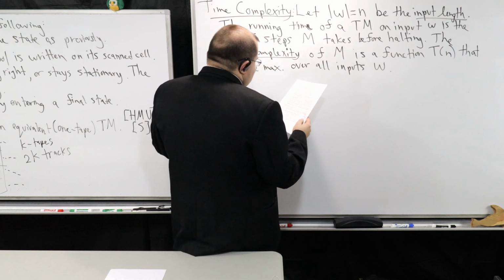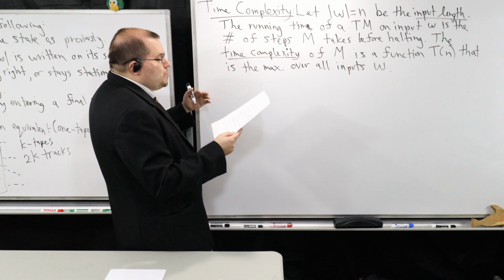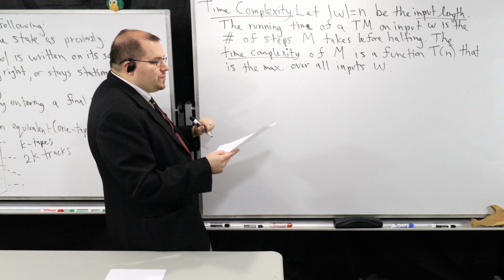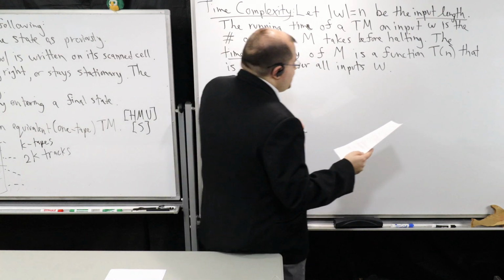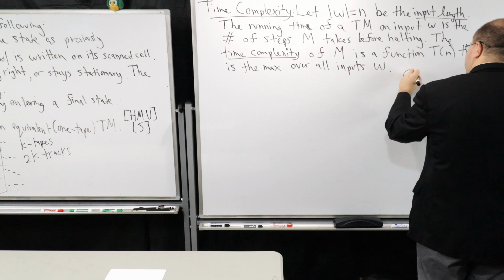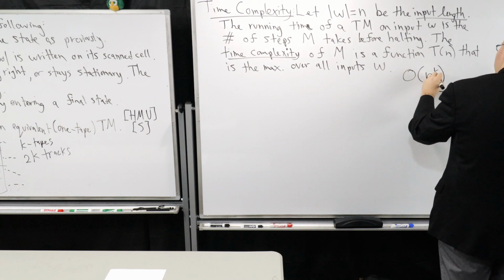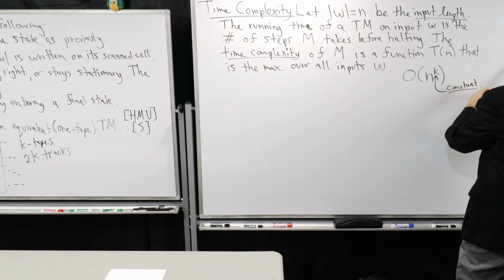Just to connect this all together, later on in this course we're going to be interested in when the running time is in fact going to be a polynomial. When I say polynomial, I'm referring to big O of n to the k, where k is some constant. We're going to be interested in that later on in this course.